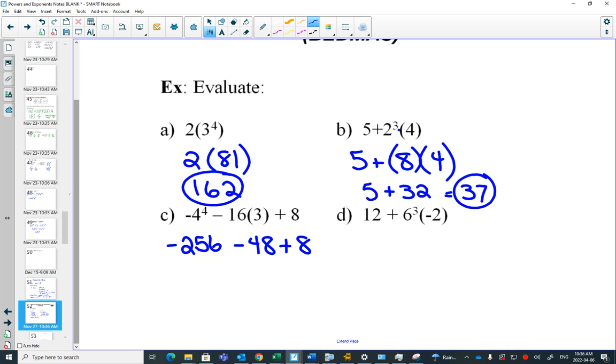Does that make sense that I did the exponent first? And then instead of rewriting 16 times 3, I may as well just multiply that out and get 48. And now I need to just put these things together.